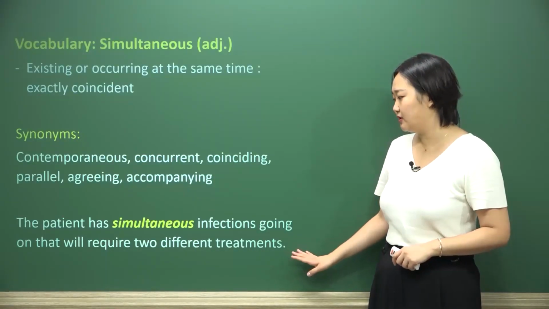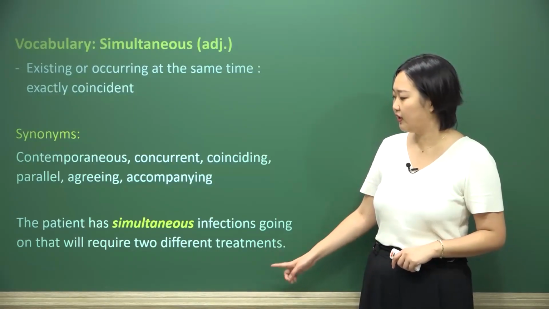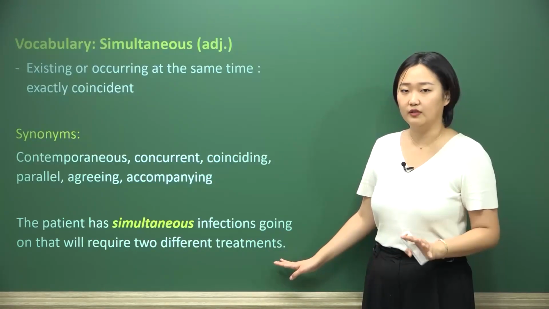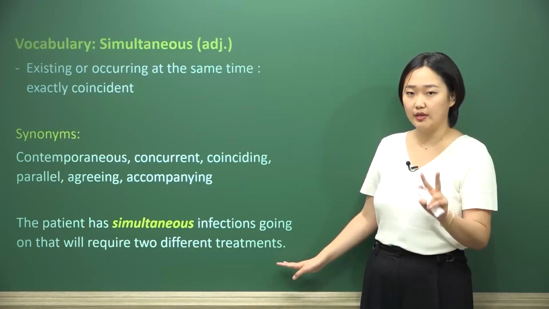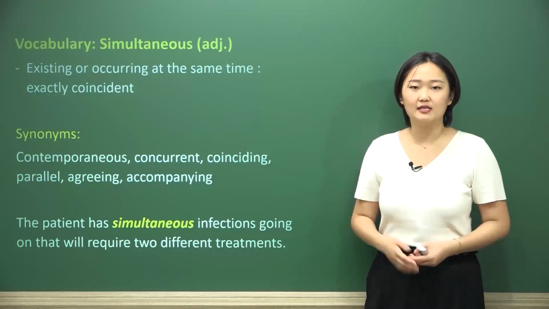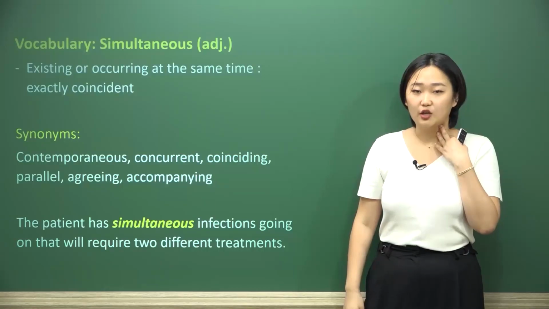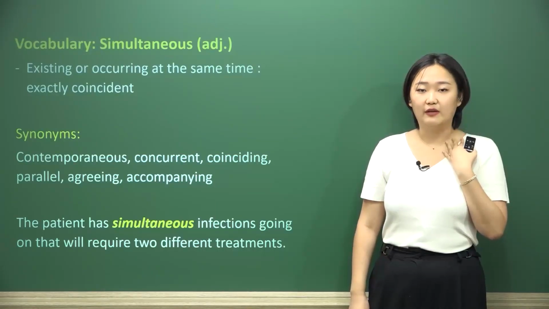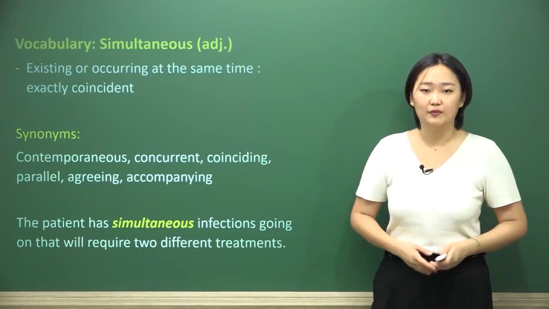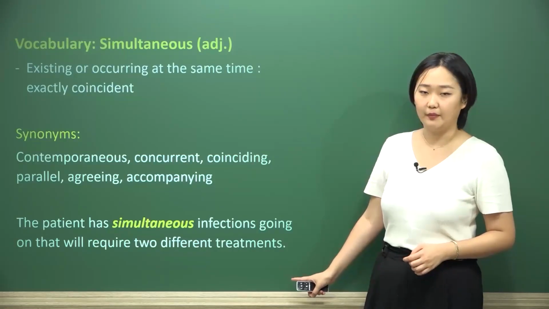The patient has simultaneous infections going on that will require 2 different treatments. And so here, we're talking about 2 different infections or more, but oftentimes we also use the word simultaneous to talk about 2 things happening at the same time. So when we're talking about infections going on simultaneously, we might say that there's an ear infection and maybe some kind of throat infection, and another infection going on somewhere down here instead. And so there's 2 different areas, 2 different kinds of treatments that are necessary, and therefore we're saying 2 different treatments once more at the bottom of this sentence.